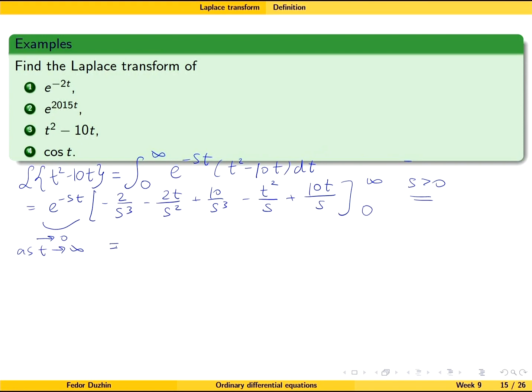So the change is actually minus the value of this expression when t is 0. And when t is 0, e to the minus st is always 1. So then we are going to have minus 2 over s cubed, then minus 2t when t is 0 is 0, and plus 10 over s cubed, minus t squared over s when t is 0 is 0, and 10t when t is 0 is also 0. So this is actually the answer, 2 over s cubed minus 10 over s squared, sorry.